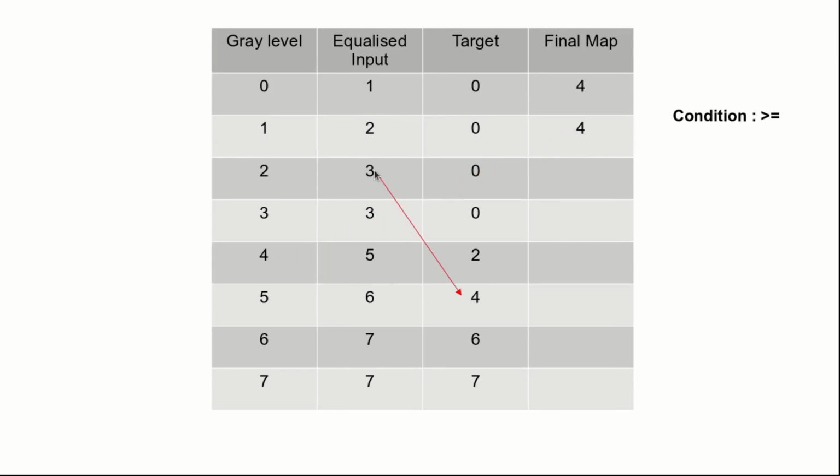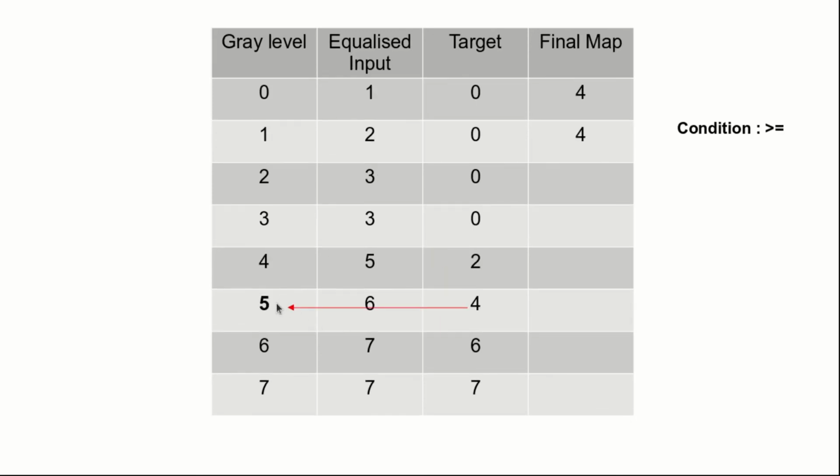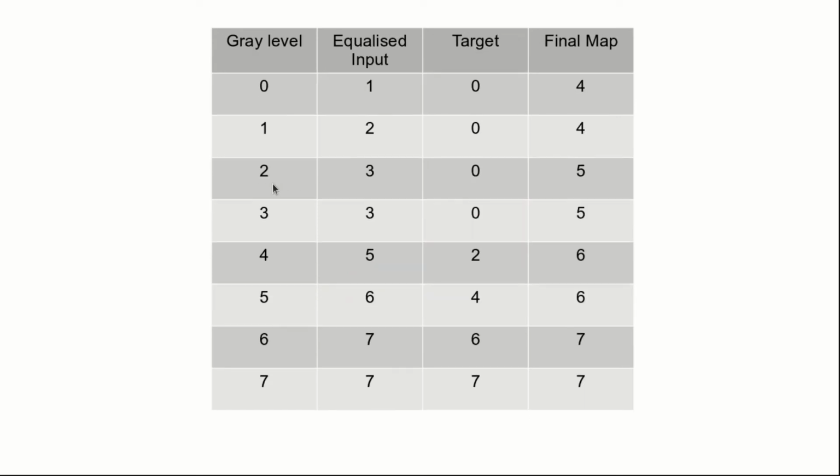Let's go for the third row. The value for the third row is 3. Now 3 is greater than or equal to 2? No, so you cannot take 2 now. Next, 3 is greater than or equal to 4? Yes, it is. So 4 has gray level 5. Take this 5 and put it into the gray level 2. That will be the value for gray level 2. And so on, you'll have to just repeat the same thing. Remember the condition, guys: it is greater than or equal to.